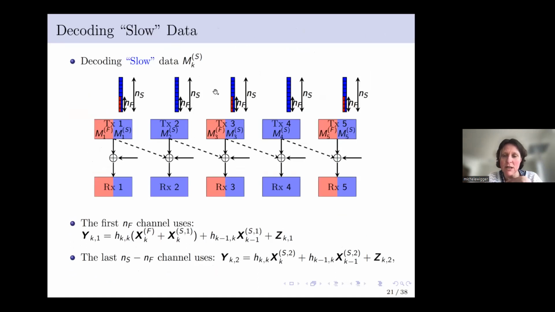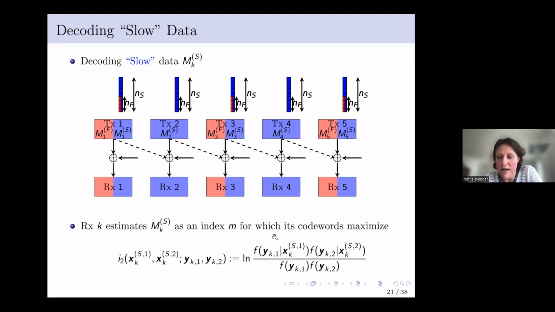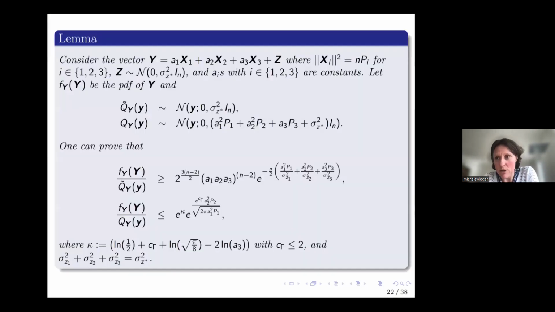What's a bit special is that when we want to decode the slow messages, we have two chunks, because we have the first NF channel uses and the last NS minus NF channel uses, which have a different structure. So we're going to have a combined information spectrum decoding. So we analyzed this, or Homa analyzed this.